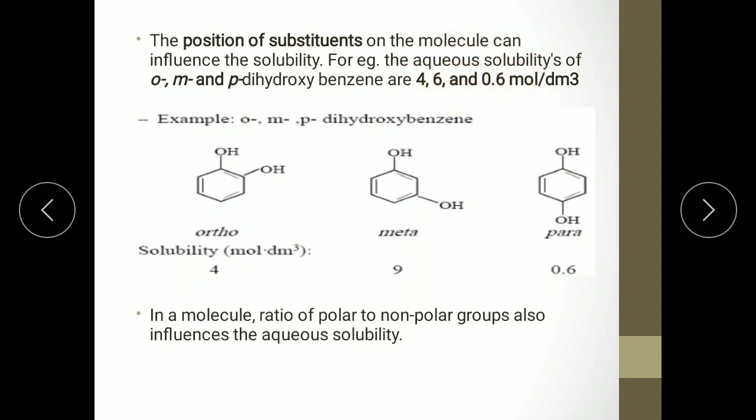Now this might be due to intramolecular or intermolecular hydrogen bonding. In para, intramolecular hydrogen bonding will not be possible. That's why its solubility may decrease. Okay, so this is an example of how the position of the substituent influences the solubility.